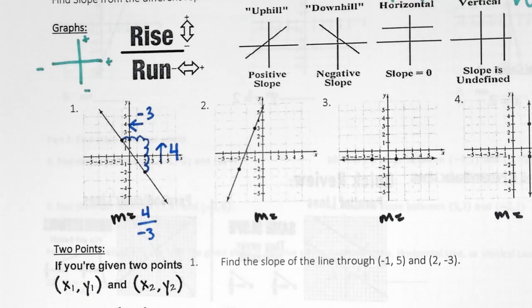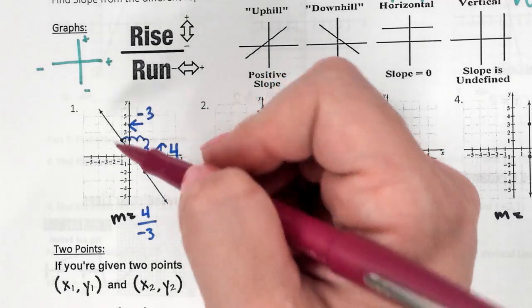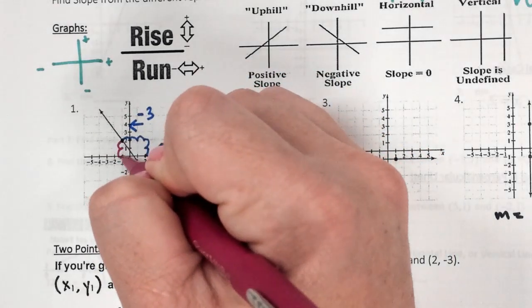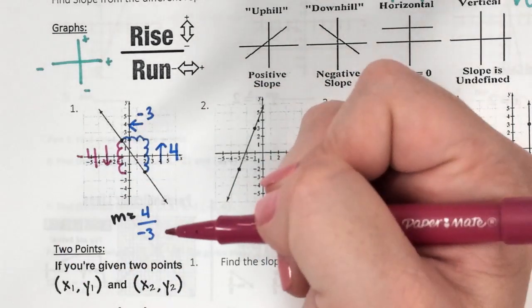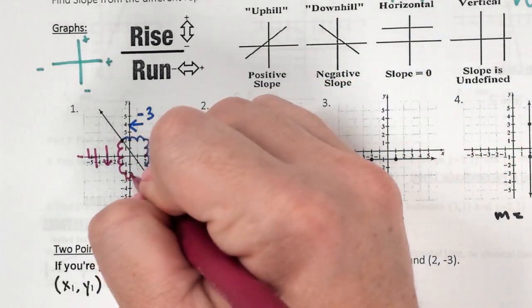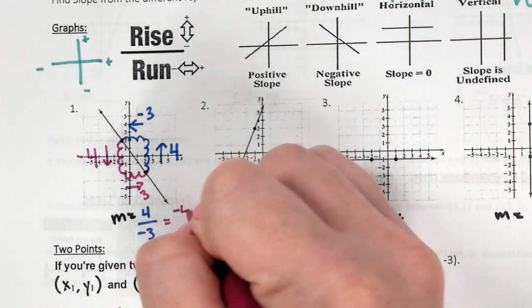But what I want you to see is that I could have started at that top dot. It doesn't matter where you start. I could have gone down 1, 2, 3, 4. Well, down 4 is what? Negative. And then right 3, 1, 2, 3, which is positive. So is this also equal to negative 4 over positive 3?